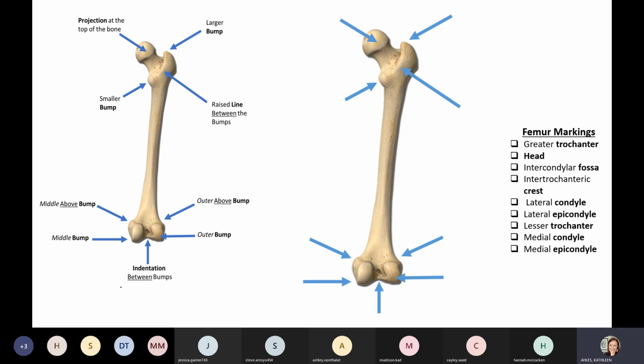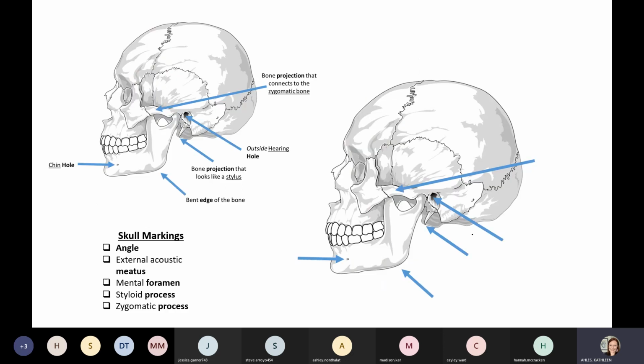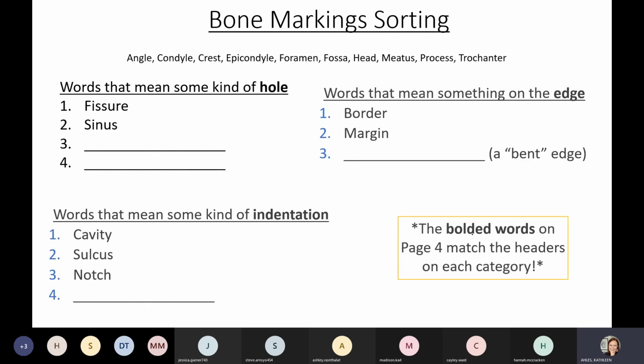I promise you, on the lab midterm exam, I am not going to ask you, where do I find the greater trochanter of the femur? I promise I'm not going to ask you that. What I am going to ask you is what this word trochanter means. Does that mean something that sticks out? Does that mean something that's an indentation? Does that mean a hole? So page 4, we're writing that note, do not memorize. Page 5 has the kinds of things you are memorizing.